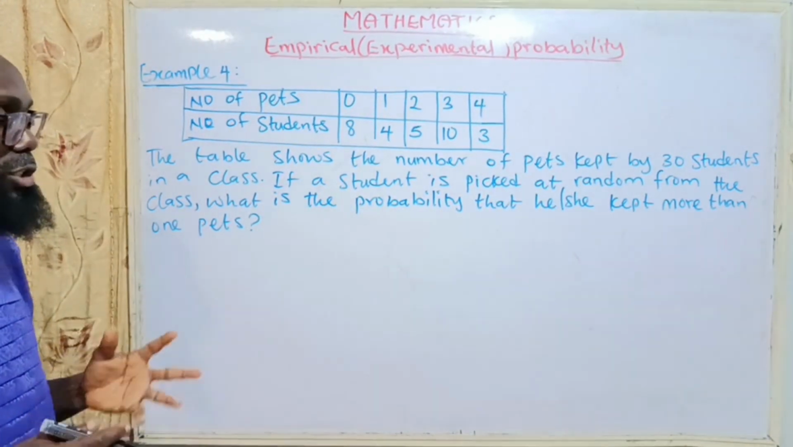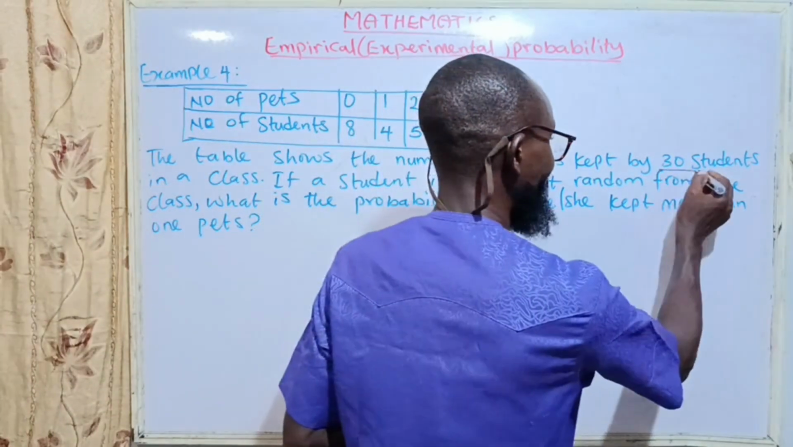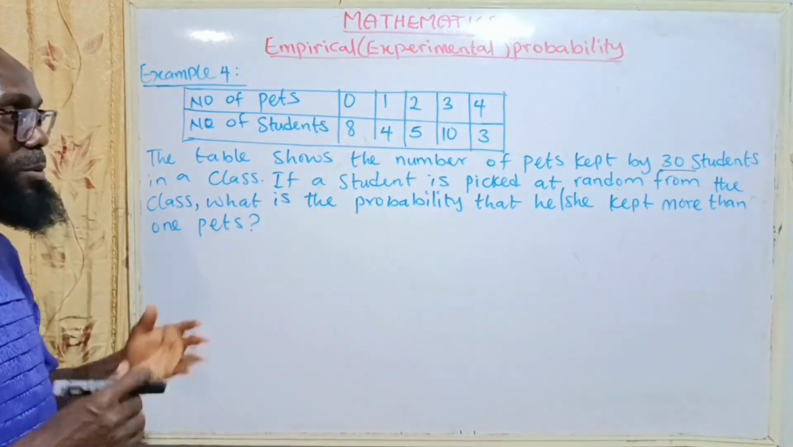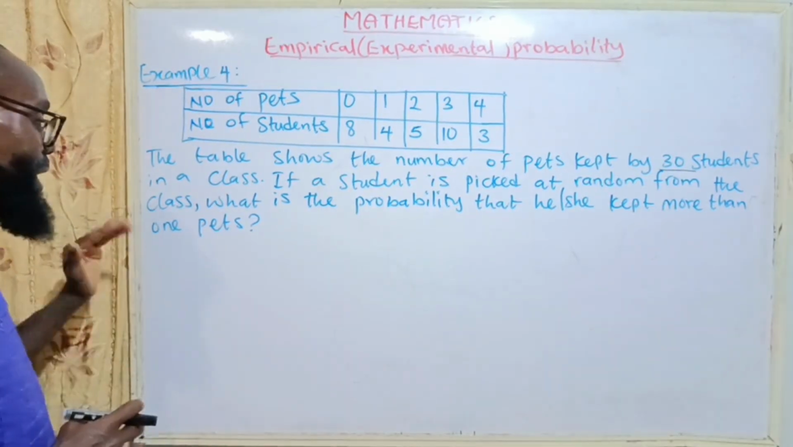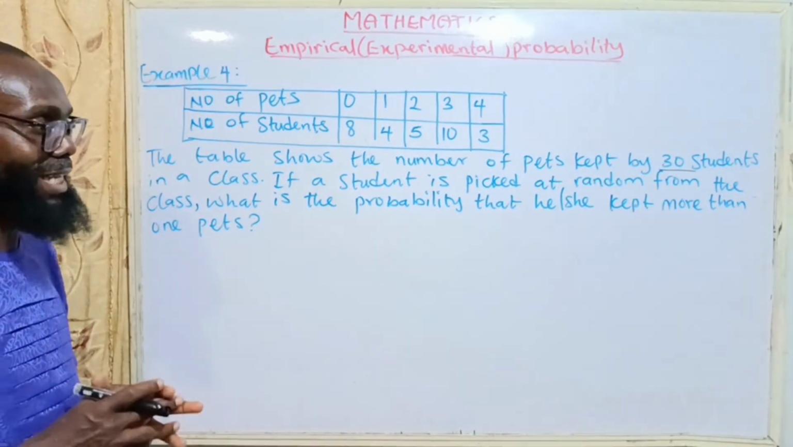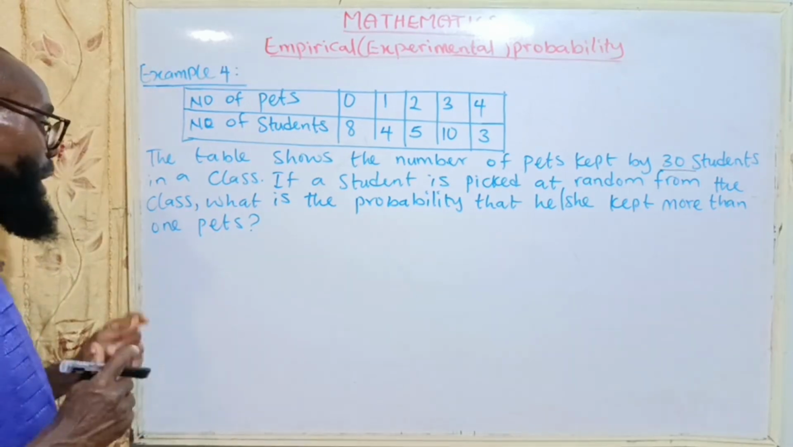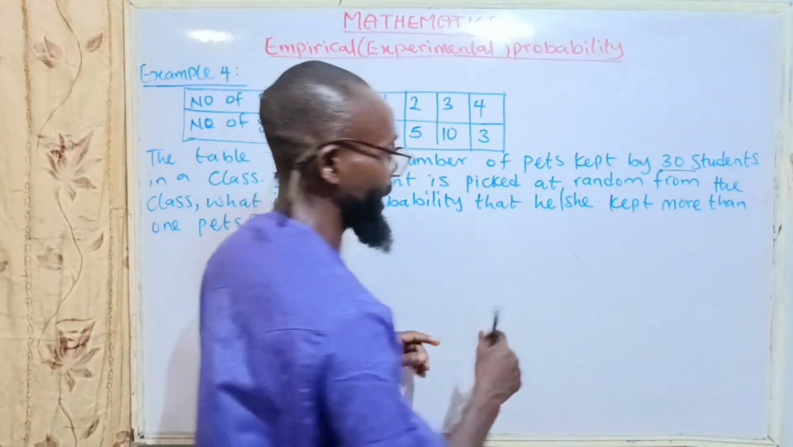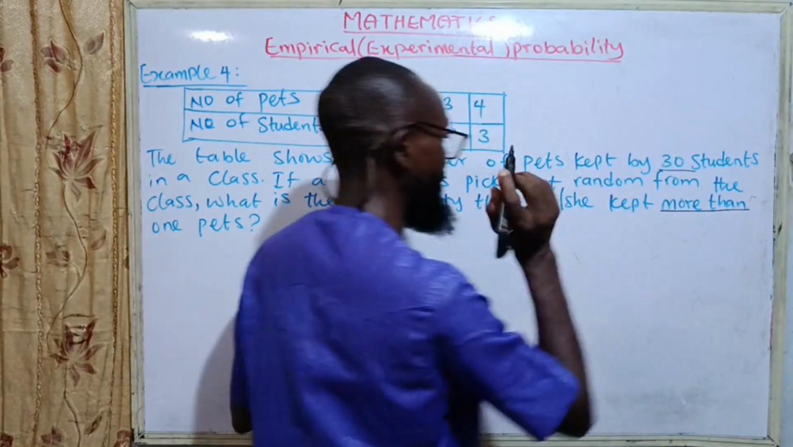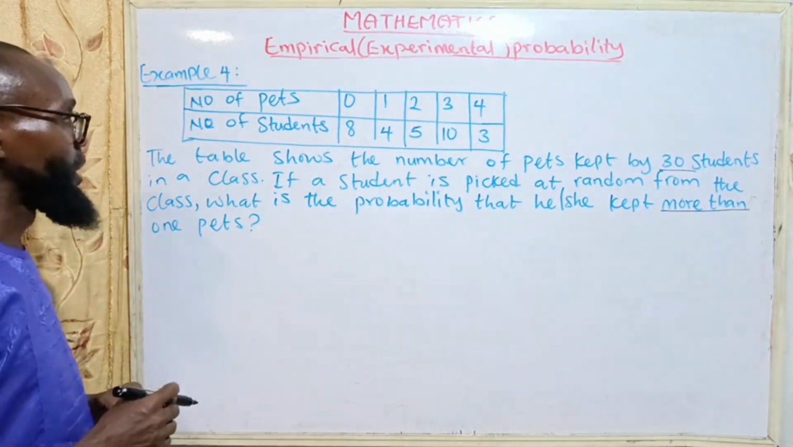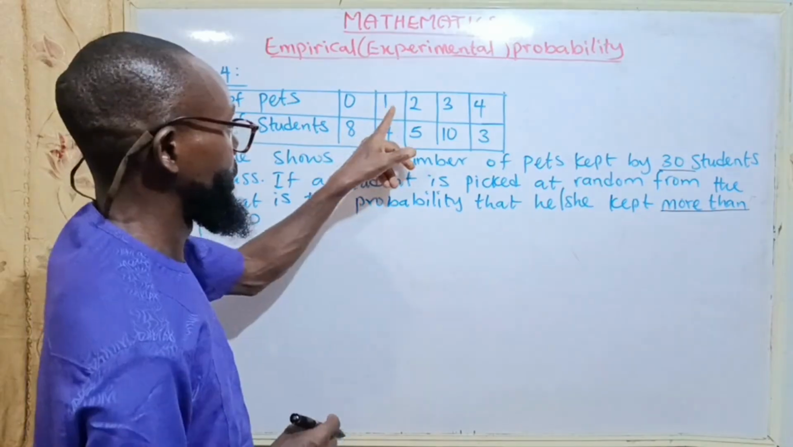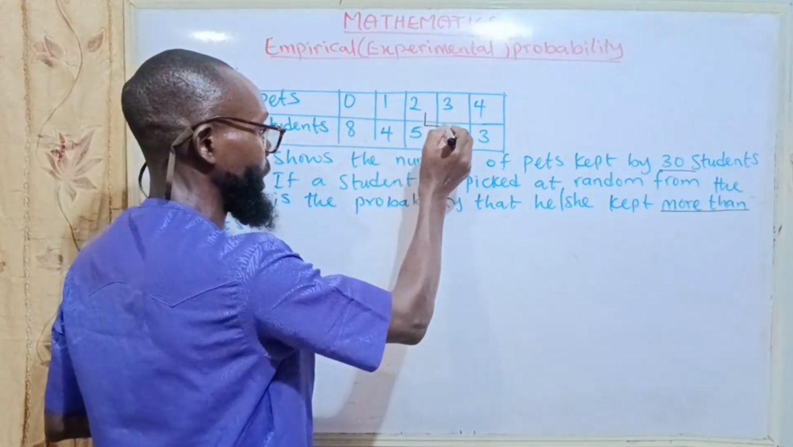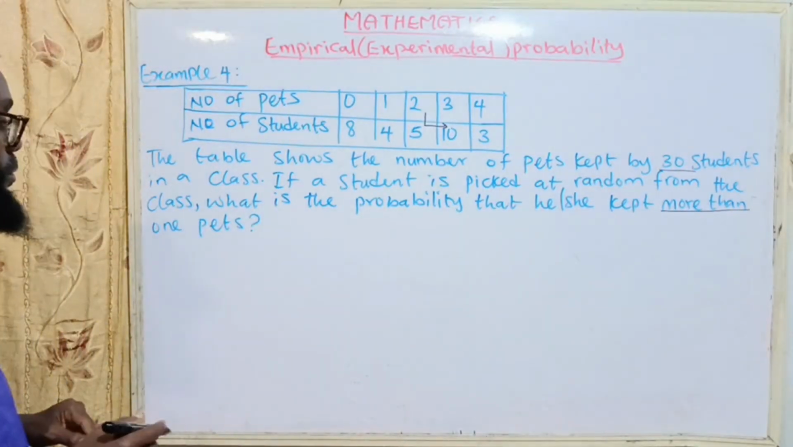So we have been told the total number of students to be 30 in a class. If a student is picked at random from the class, what is the probability that he or she kept more than 1 pet? Now, look at that word, more than 1 pet. Going to this one, to check for more than 1, we are going to look for the 2, 3, and 4 upward.